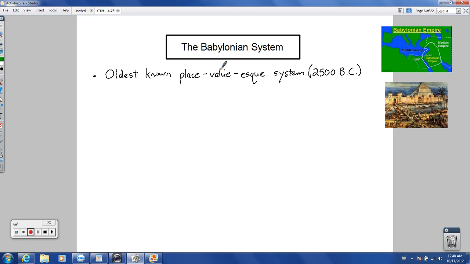Really, really old system. I say esque because there's a couple of things it doesn't have that a place value system is supposed to have. There's actually no symbol for 0. Let's write that down. So there's a lack of a symbol for 0.